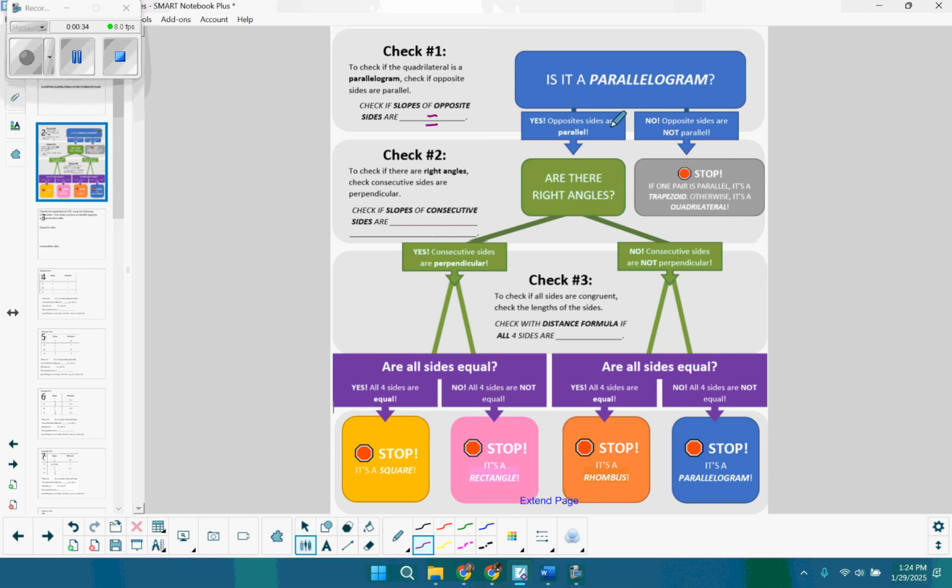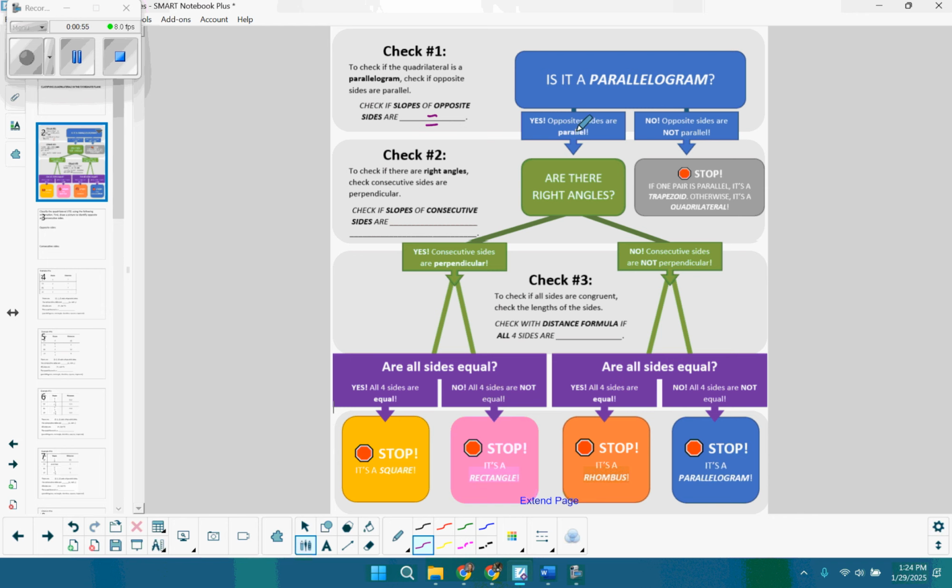If the opposite sides are parallel, we're going to move on. If we don't have two pairs of opposite sides that are parallel, it's not a parallelogram. If there's one pair that matches, it's a trapezoid. If we don't have any pairs that match, we're just going to call it a generic plane quadrilateral.